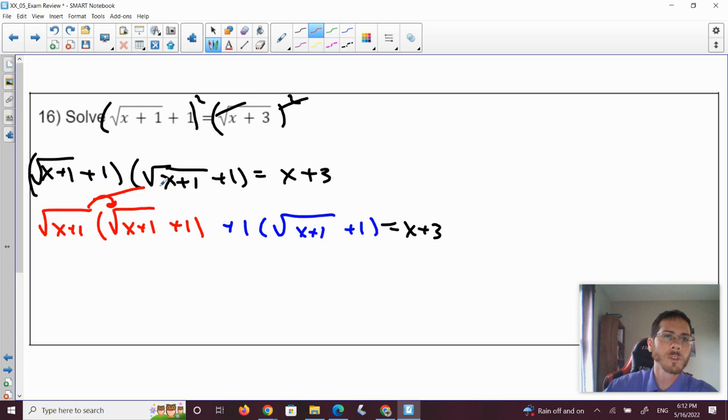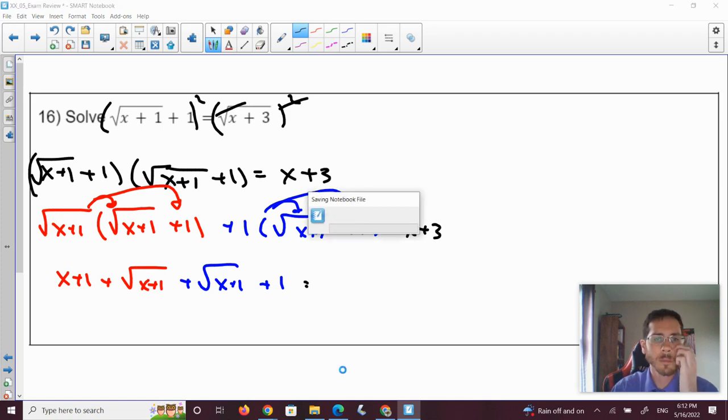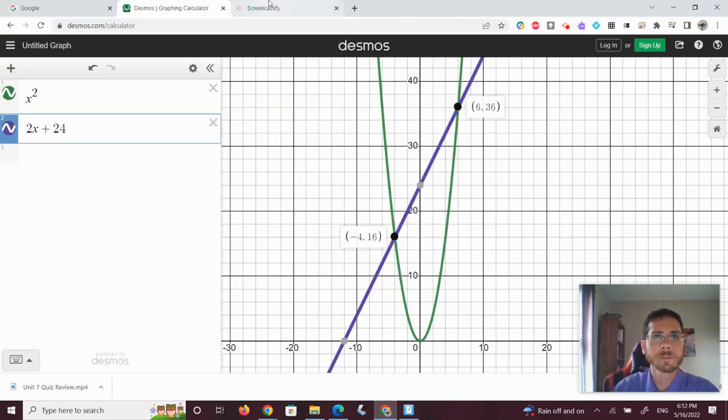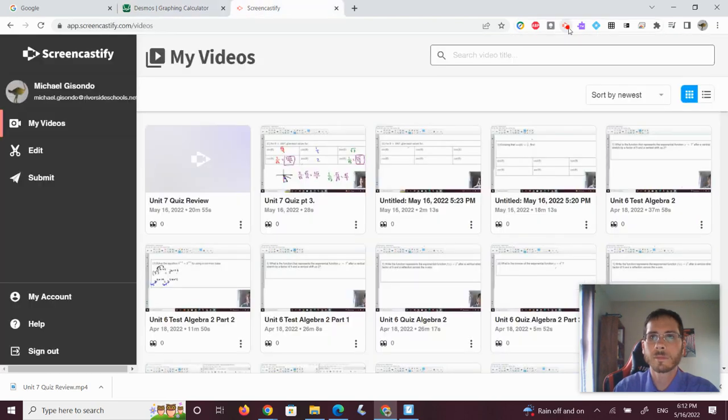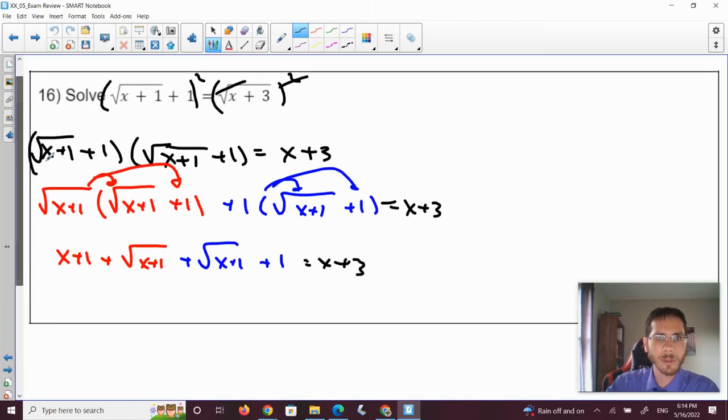All right, so double distribute. So x plus square root of x plus 1 times square root of x plus 1 is x plus 1. Square root of x plus 1 times 1 is square root of x plus 1. In blue, 1 times square root of x plus 1 is square root of x plus 1. 1 times 1 is 1. All right, I got my x plus 3 to show up. So we'll combine our like terms here.